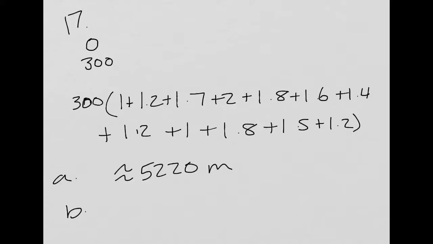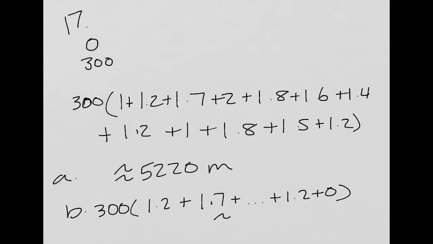For B, it's basically the same thing, a step of 300, but instead of starting with 1, you start with the 1.2. Then you do the 1.7, and you do all the spaces, and you end with the 0. So when you do that, you should get approximately 4,920 meters.